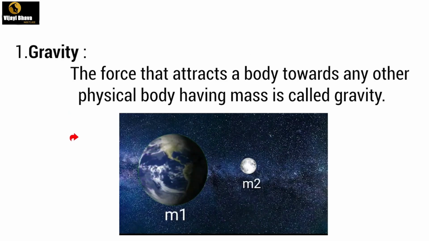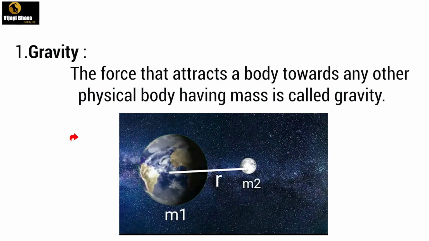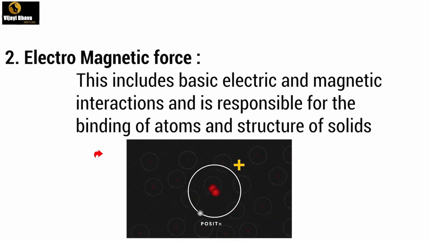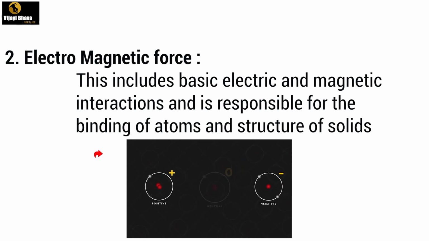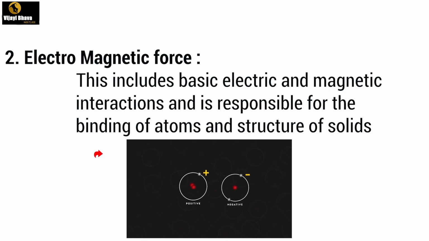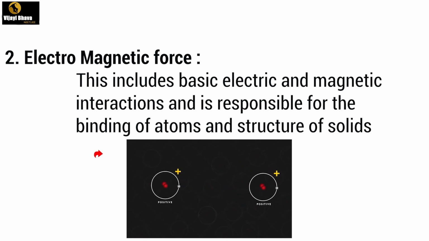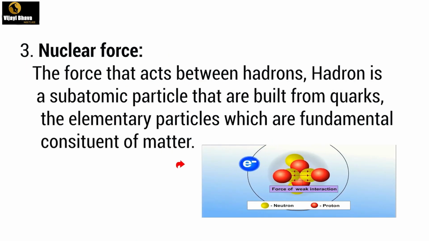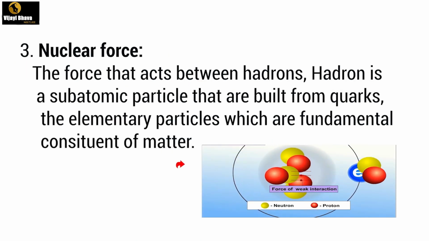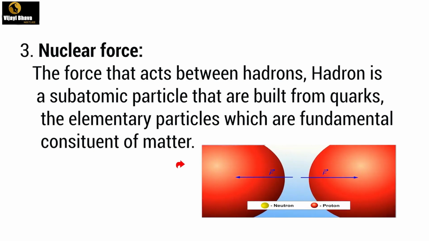First, coming to gravity. The force that attracts a body towards any other physical body having mass is called gravity. The second one, electromagnetic force. This includes basic electric and magnetic interactions and is responsible for the binding of atoms and structure of solids. The third one, nuclear force. The force that acts between hadrons. A hadron is a subatomic particle built from quarks, which are the elementary particles and constituents of matter.